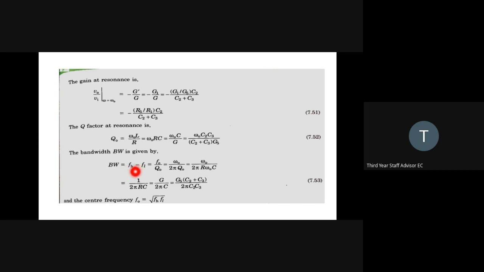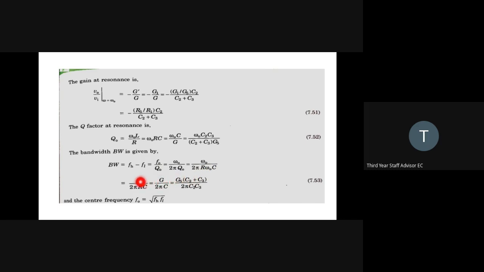But now we don't have FH and FL, so we are using the equation relating bandwidth to quality factor. In the first slide, we obtained quality factor equal to F0 by bandwidth. So bandwidth equals F0 by Q0. Instead of F0, you can write omega 0 by 2 pi, since omega equals 2 pi F. In Q0, omega 0 divided by 2 pi, instead of Q0 you can write that Q0 is equal to RC into omega 0. RC into omega 0 you can substitute, and you can design by using different C values.